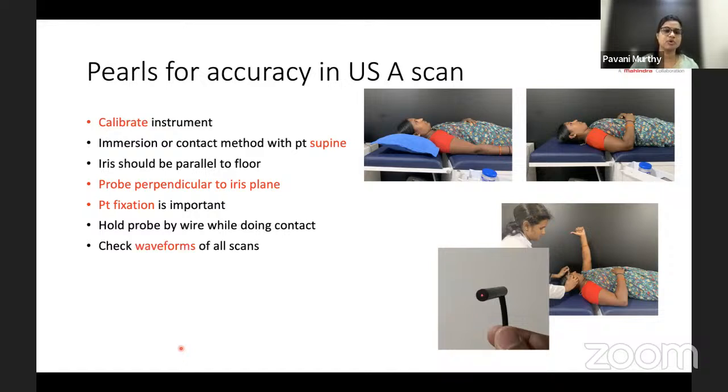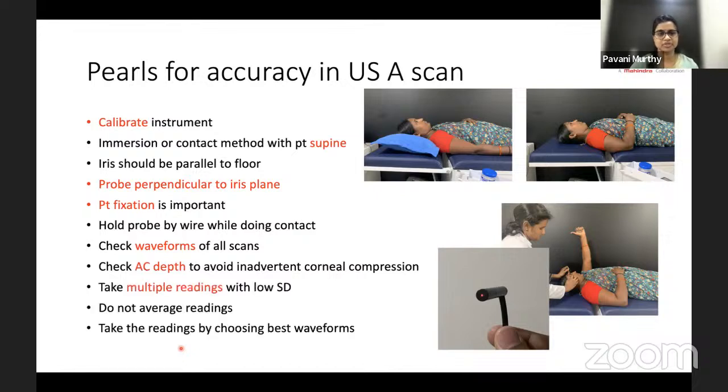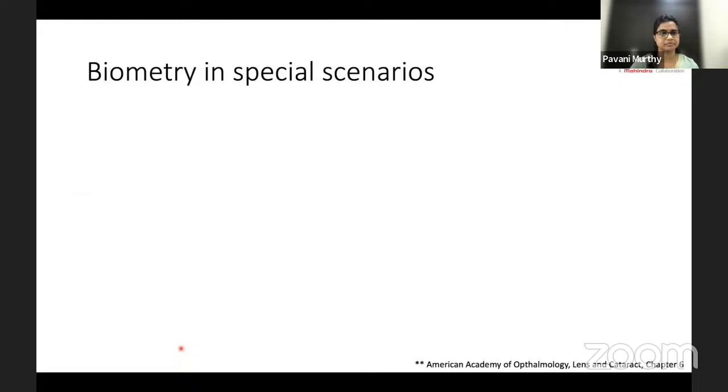Check the waveforms of all the scans. Check the AC depth to avoid inadvertent corneal compression. Take multiple readings with low standard deviations. Delete the erroneous values. Do not average the readings, but choose the best waveforms.